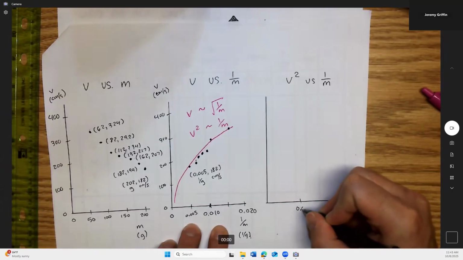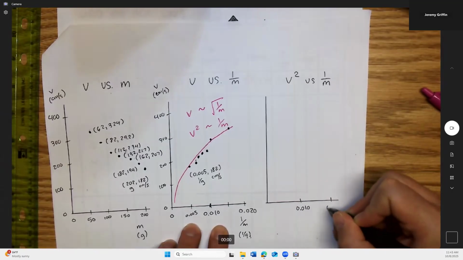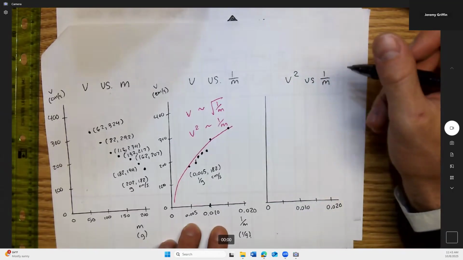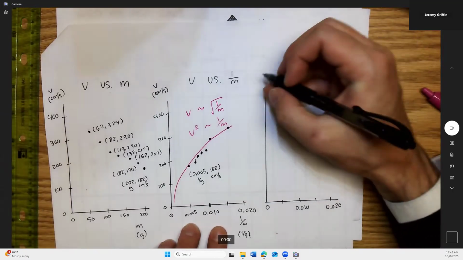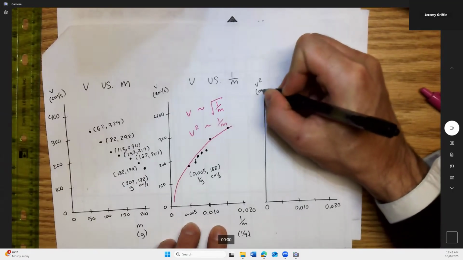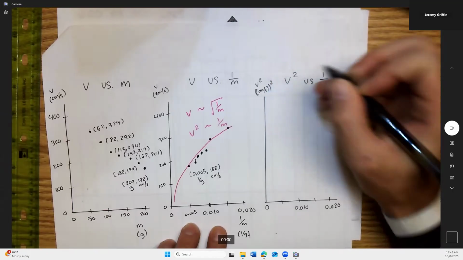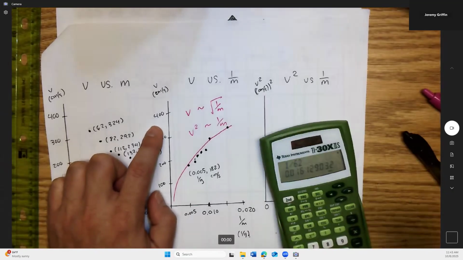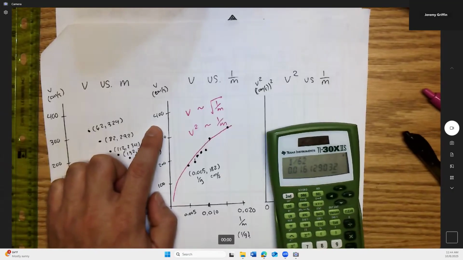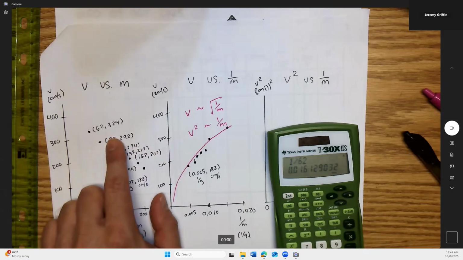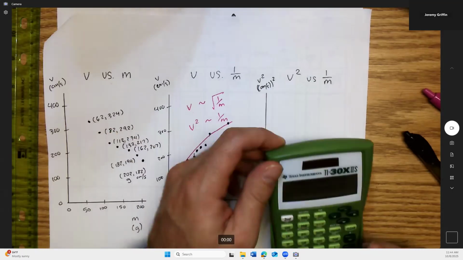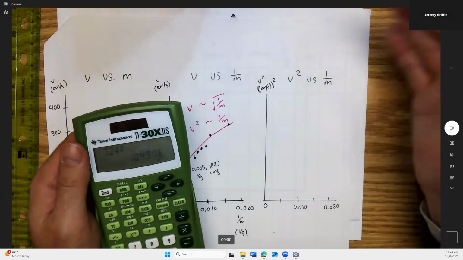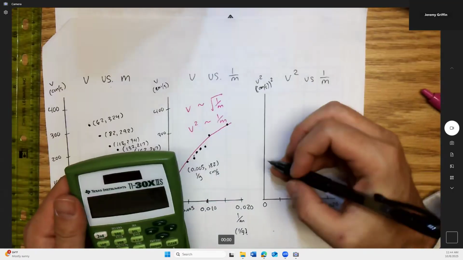Let's do 0.01, 0.02, and so on. It starts at 0. And then for the speed, now the speeds are getting squared. So it's going to be speed squared, in centimeters per second all being squared. Now these numbers are about to become really big, but that's okay. Here was the fastest one, 324. If I square that, that's over 100,000. It's a big number, but that's okay. Remember that.